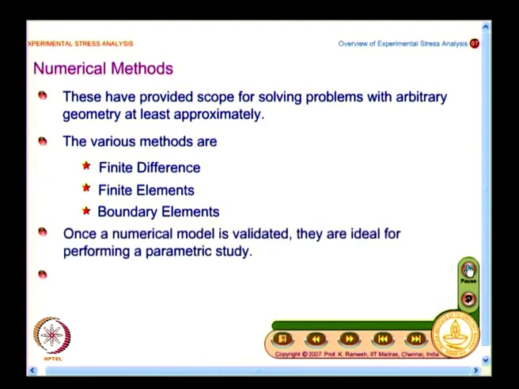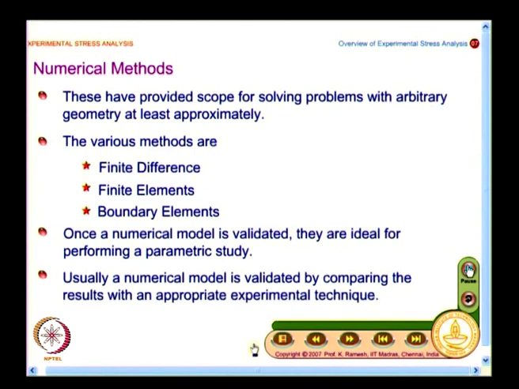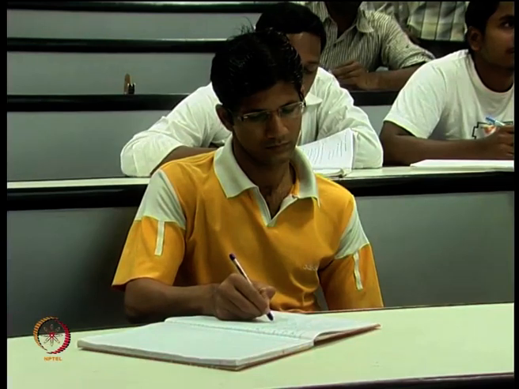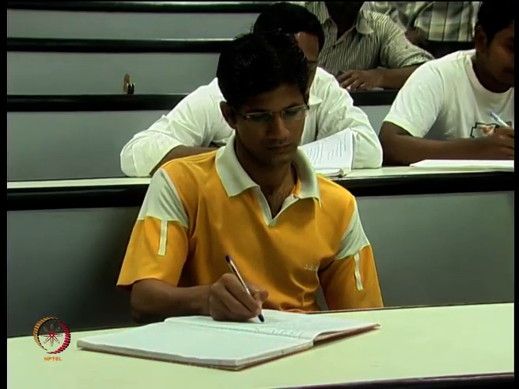And what you find is, when I am having a numerical approach to a problem, the numerical model has to be validated. Unless the numerical model is validated, if the boundary conditions are not verified, you are solving a different problem. So, for any numerical approach, you will have to validate whether the procedure is all right, but the greatest advantage of numerical method is, once the procedure is validated, it is an ideal way to do a parametric analysis.